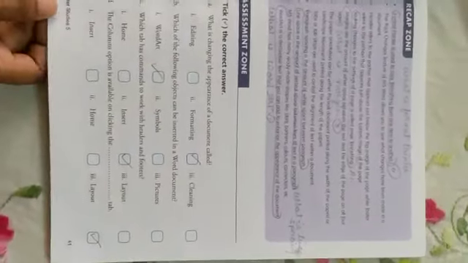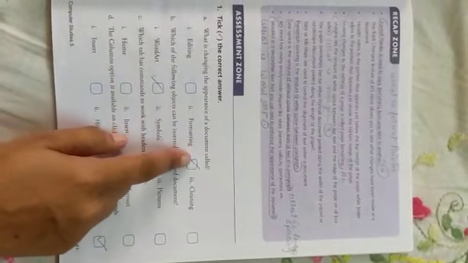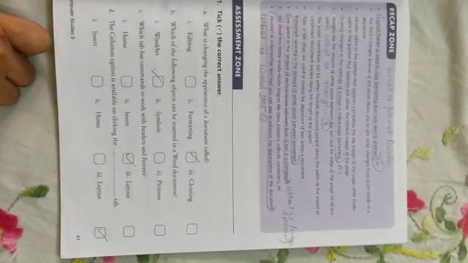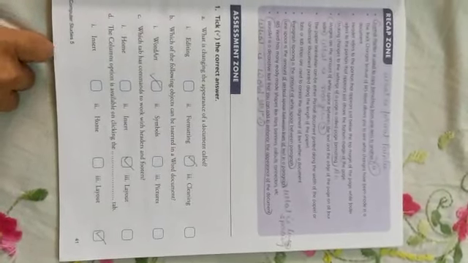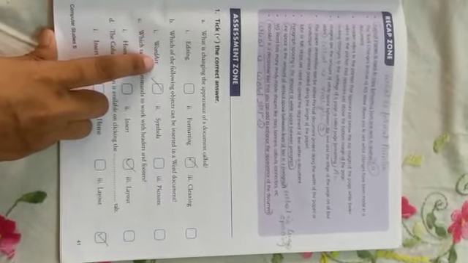Now see here, page number 41. Choose the correct answers. What is the changing appearance of a document called? That is formatting. Put a tick over here. Which of the following objects can be inserted in a Word document? Word art. Symbols and pictures are already there in the word art, so we can choose it because it contains all the things.